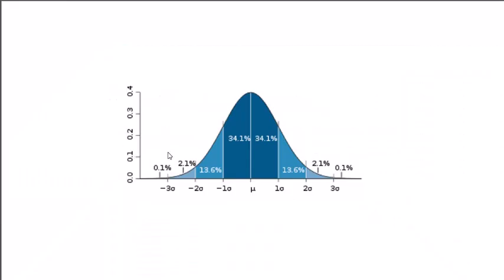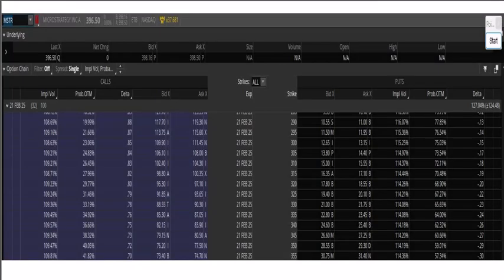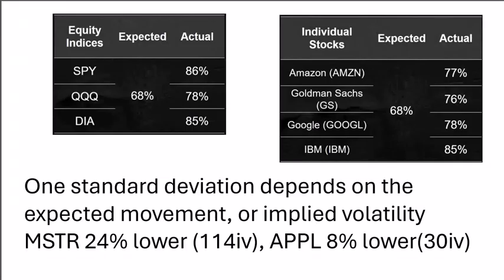So the reason I bring up this standard deviation is I want to show you what this looks like if you're going to get into a stock like MSTR, because what we're going to find is that 1 standard deviation is about that 16 delta, but it's going to vary based on implied volatility, right?